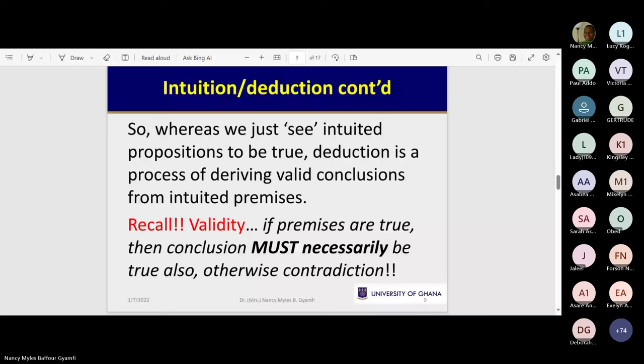Okay, madam. Yes, sir. Intuition or deduction? Continuation. So, whereas we just see intuited propositions to be true, deduction is a process of deriving valid conclusions from intuited premises. Recall validity: if premises are true, then conclusion must necessarily be true also. Otherwise, contradiction. Thank you.